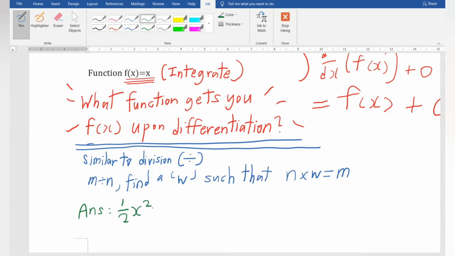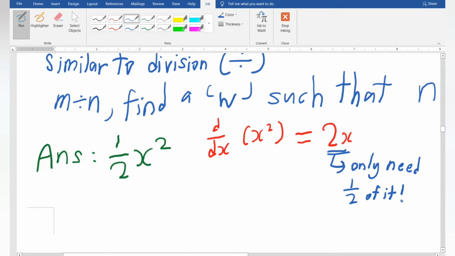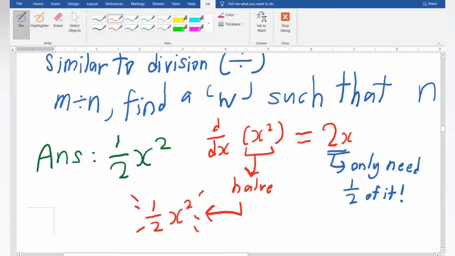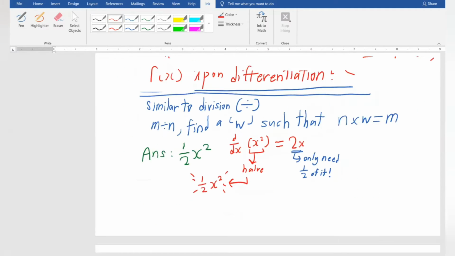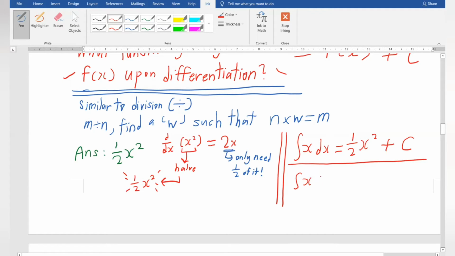The answer is half x squared. When you differentiate x squared, you obtain 2x. But we only need half of the 2x to get the correct answer. That would mean we need to halve the original equation. Expressed in mathematical terms, this would mean the integral of f(x) dx equals half x squared. Don't forget to add plus c at the end. We could have the integral of f(x) dx equals half x squared plus c.